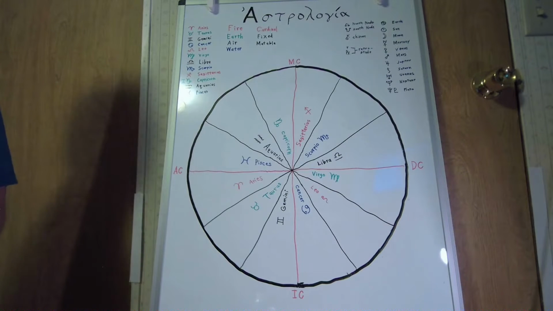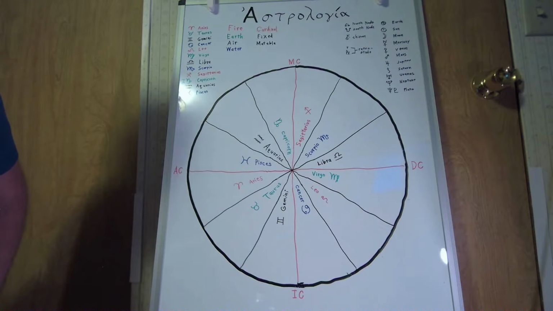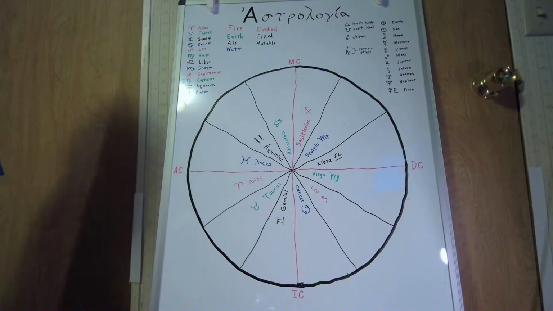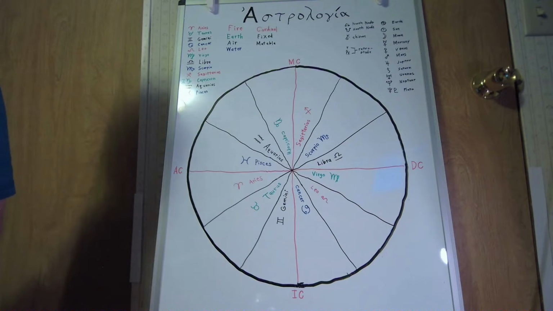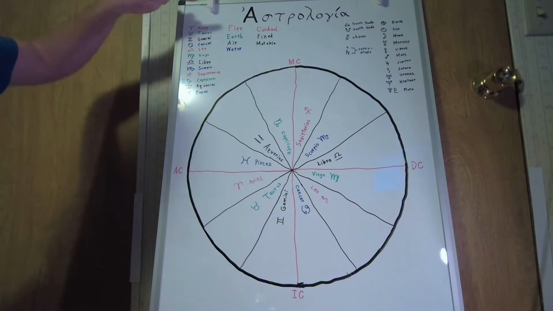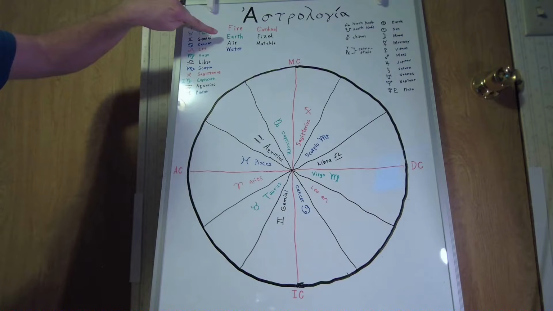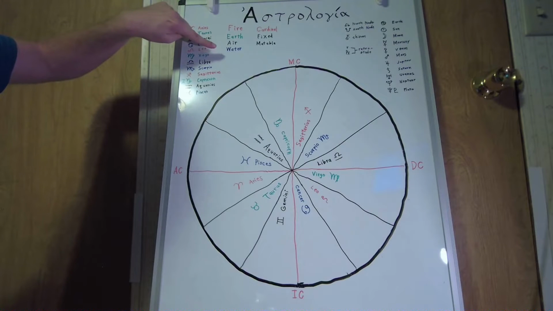Before I get started, I just want to say that the descriptions I'm going to use are very simple, very basic, and that is because I want to keep it very simple and very basic, so it's easier to understand. So, first of all, we need to cover the elements. There are 4 elements: fire, earth, air, and water.